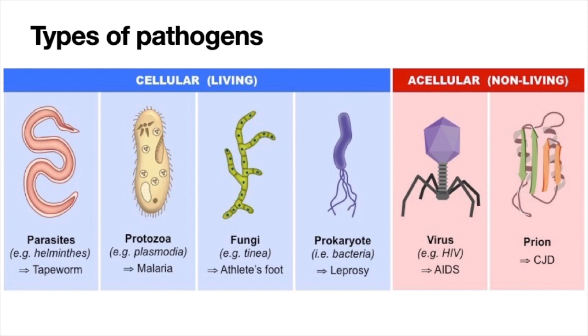Some are living organisms made up of one or more cells, and some are not made of cells at all and are therefore categorized by scientists as non-living. During the course of this lesson, we will explore briefly the different types of pathogens and some of the diseases that they cause. It is important to note, though, that not all microorganisms are pathogenic. Most bacteria and fungi, for example, are extremely beneficial to the world's ecosystems and even to our own health.